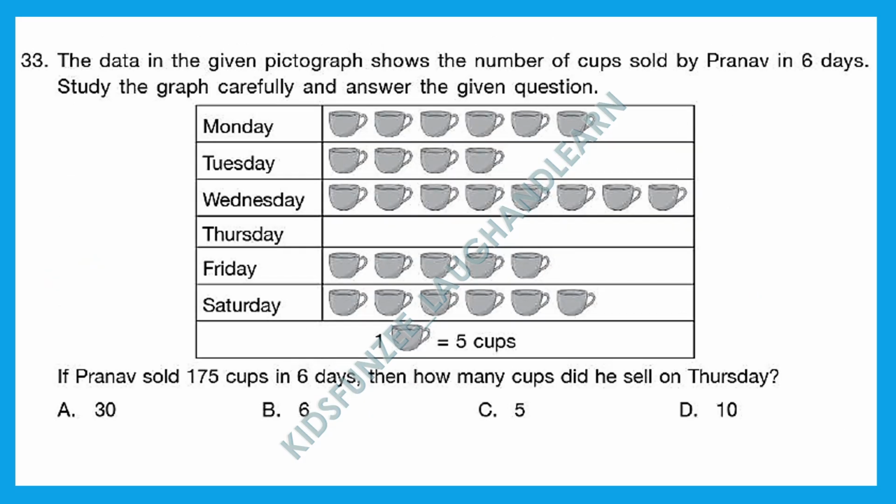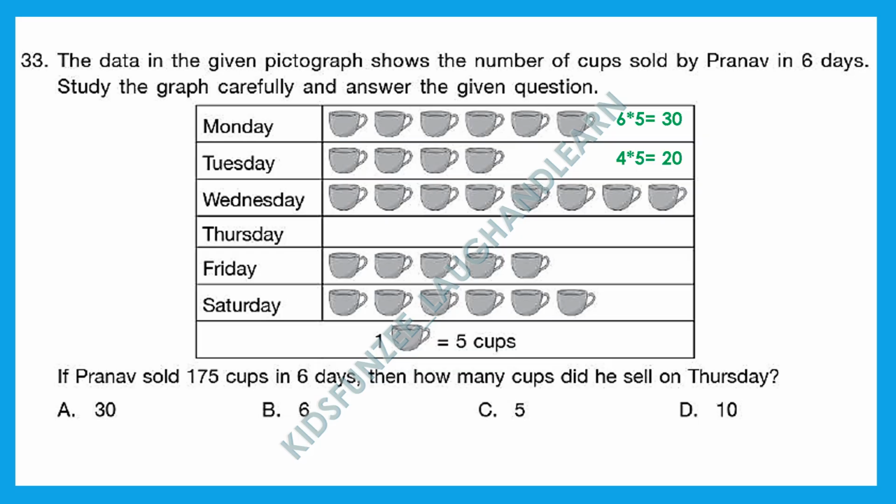Question 33. The data in the given pictograph shows the number of cups sold by Pranav in 6 days. Study the graph carefully and answer the given question. And each pictorial cup is equal to actual 5 cups. So let's find it. Monday, he had 6 into 5 cups, which is 30 cups.